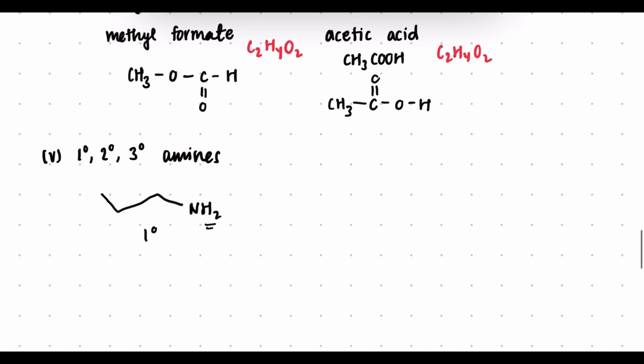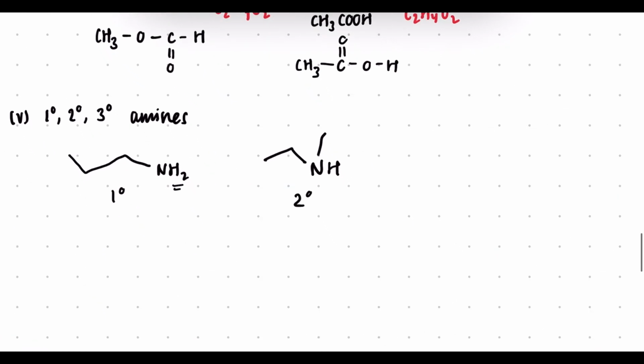Now a secondary amine would mean that 2 of them are alkyl groups and the other one is a hydrogen. So this is secondary. And a tertiary amine would mean that all 3 of them are occupied by an alkyl group.